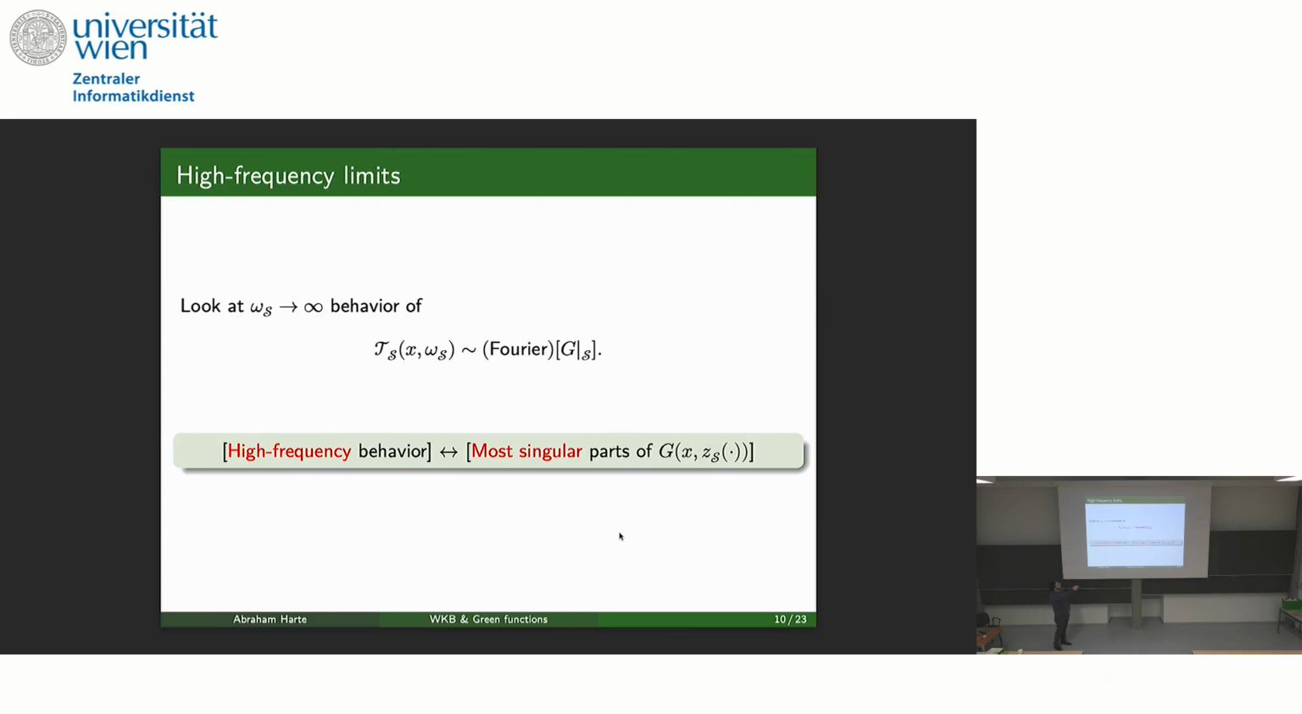So this thing is basically the Fourier transform of the Green's function evaluated on the source's world line, right? And the key point here is remembering something from mathematics, which is that if you want to know something about the high frequency behavior of a Fourier transform, well, how do you know that? That's basically asking what is the singularity structure of the thing that you're transforming. So it's asking how singular is the object that you're transforming, and how do those different singularities behave. So really what we want to do is understand what are the singular parts of the Green's function evaluated on the source. And that will tell us the high frequency behavior of our transfer function.